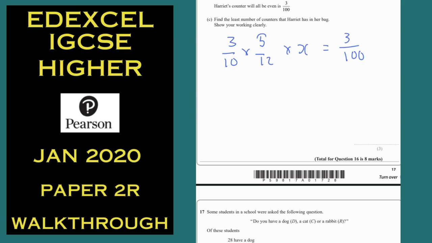So it's a divide question. On your calculator, 3 over 100 or 0.03, divide it by 15 over 120. You get x equaling 6 over 25. So she must have at least 25 counters. There could be 50 counters, but it asks for the least number. Could be 50, could be 75 or 100. Can't be any lower because we can't have a decimal number of counters.